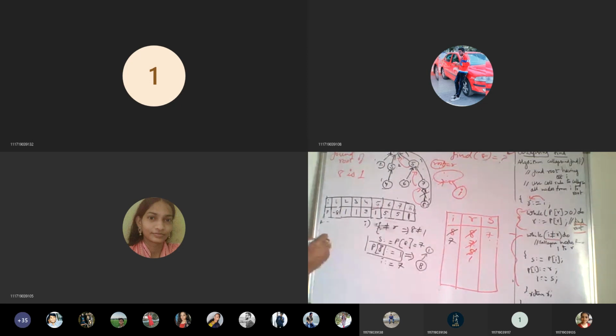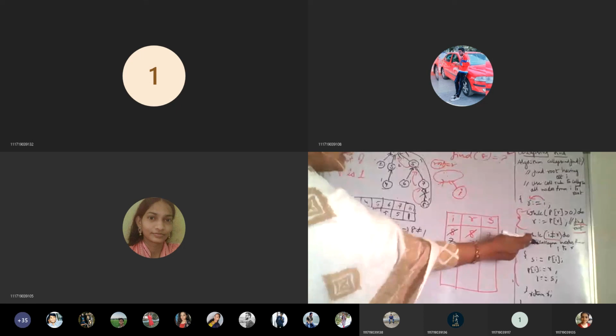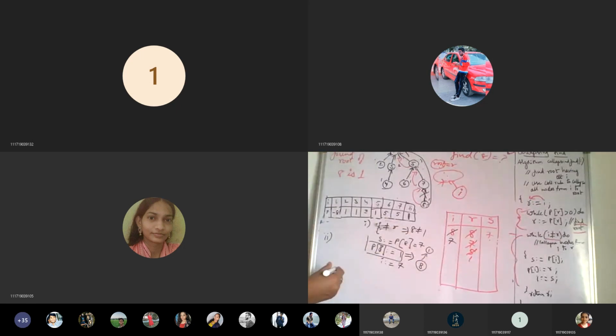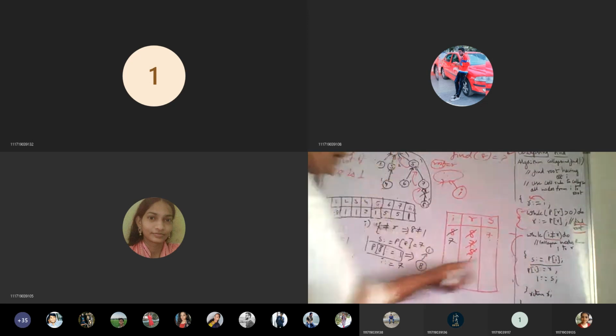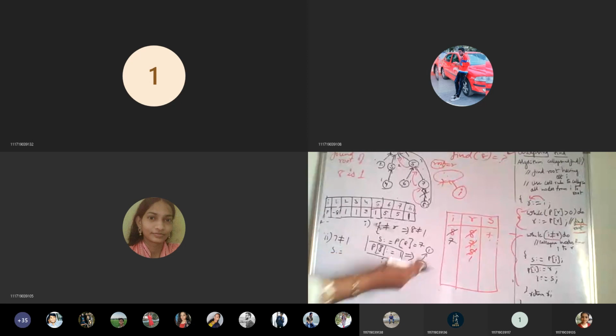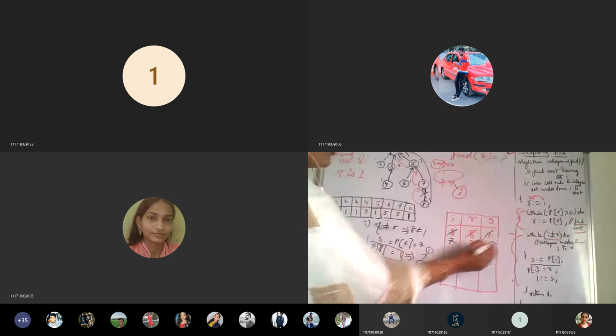So the next iteration, the second iteration, what we'll do: while I not equal to R. So I is 7, not equal to R, which is 1. Okay, so then S is equal to P of I. So what is I now? 7. So P of 7. What is P of 7? P of 7 is 5. So now S will become 5.